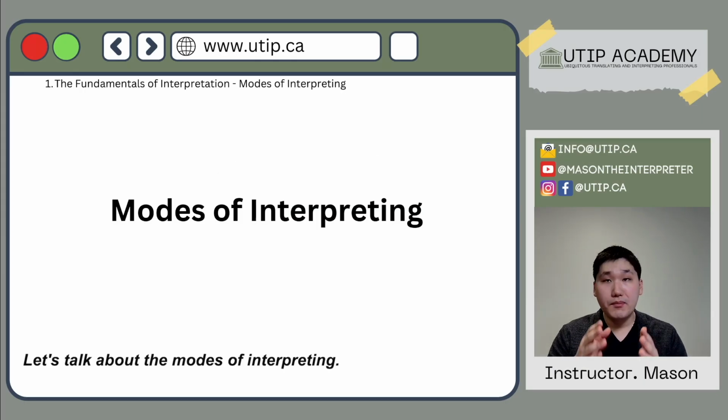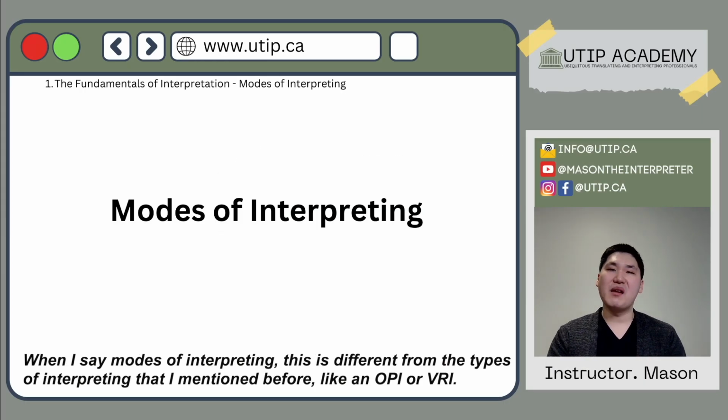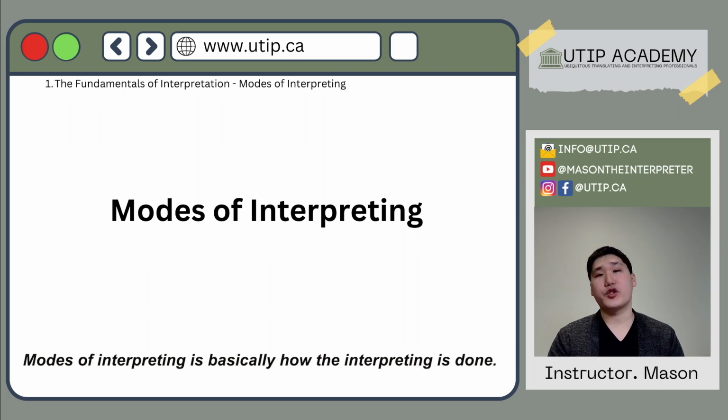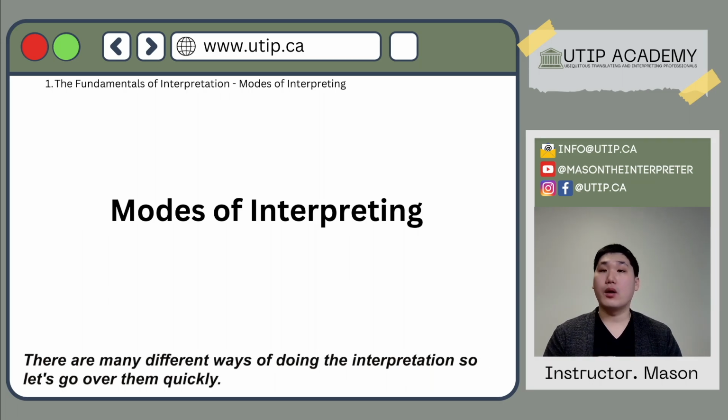Let's talk about the modes of interpreting. When I say modes of interpreting, this is different from the types of interpreting that I mentioned before, like an OPI or VRI. Modes of interpreting is basically how the interpreting is done. There are many different ways of doing the interpretation, so let's go over them quickly.